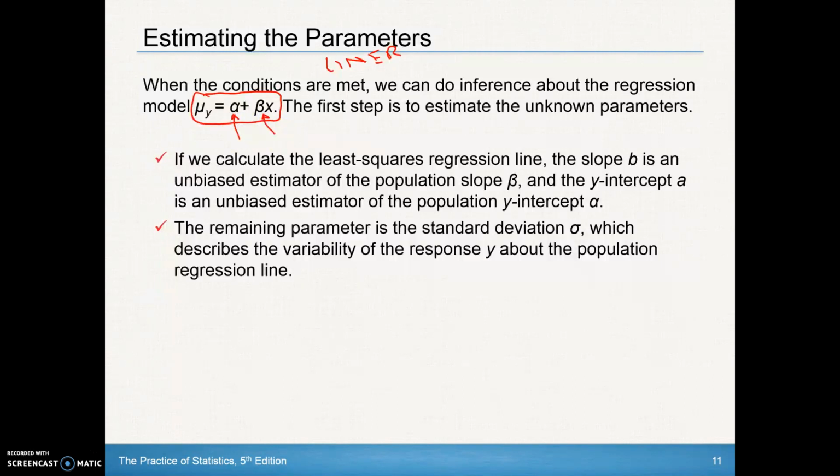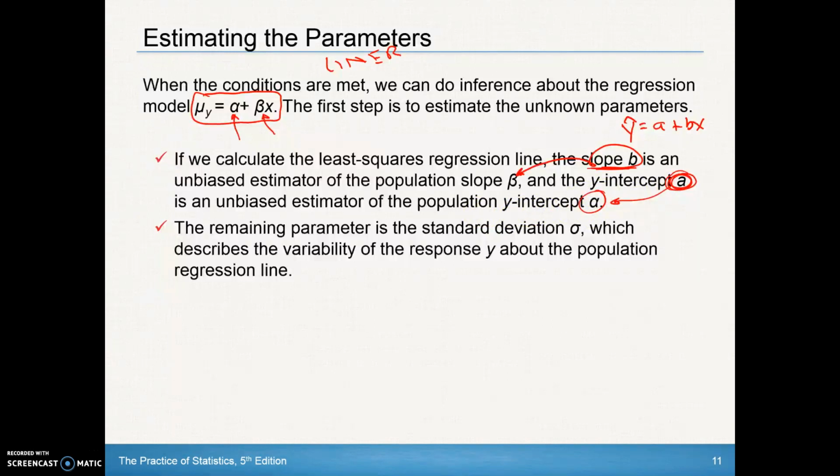So if we calculate the least squares regression line, the slope b in our sample is an unbiased estimator of the population slope. The y-intercept in our equation, that a value, so again if we're looking at our y hat equaling a plus bx, our y-intercept is an unbiased estimate of the population y-intercept alpha.